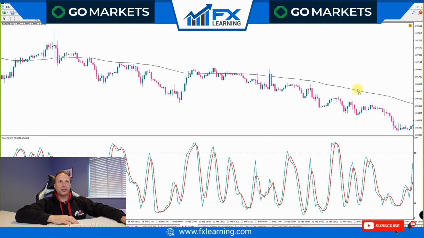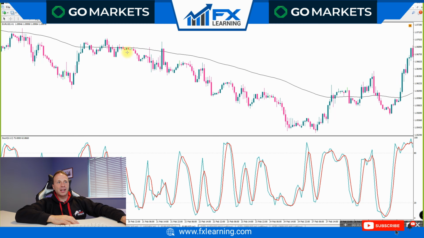Let's try and find you a downtrend. Here we go, we have a nice bit of downtrend here. And again, follow price: downtrend, pullback, stochastics goes overbought.